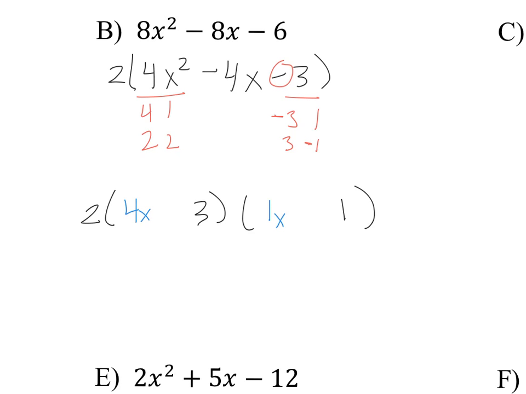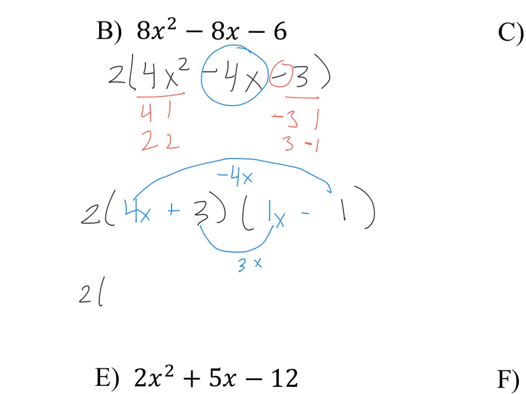So I check 4 and 1. Remember, the A value should have the x's with it. I don't know. Let's just try to put a positive here and a negative here. I really don't know if that's going to work. If I check my outsides, that would give me a negative 4x. Check my insides, that gives me a positive 3x. When I add those two together, I get a negative 1. This is not a negative 4, so I'm going to have to guess and check something else.